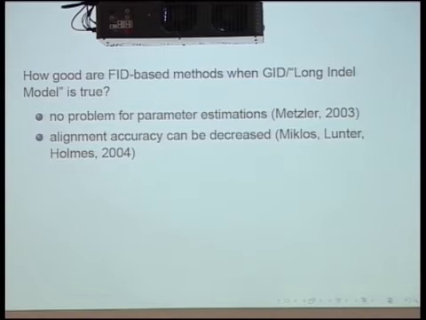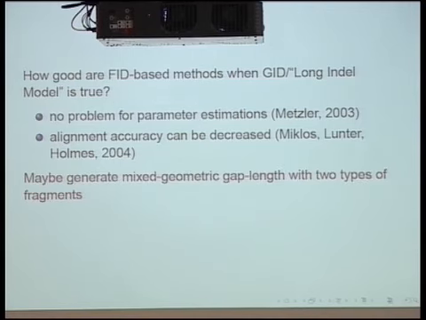A possible explanation for this would be that in this more general model, the gap length distribution is not geometric, it's a bit more long-tailed, and maybe we can somehow generalize these fixed fragment models by having two types of fragments. Each has geometric length, but they differ in the parameters, so that you get a mixed geometric gap length distribution. And this would also be compatible with the Markov structure, and maybe it would improve the alignment accuracy.